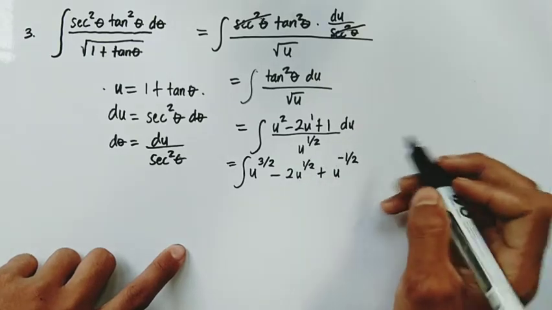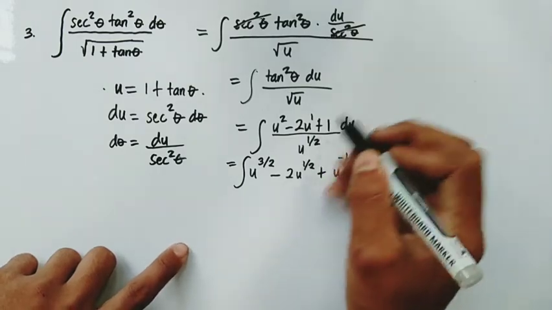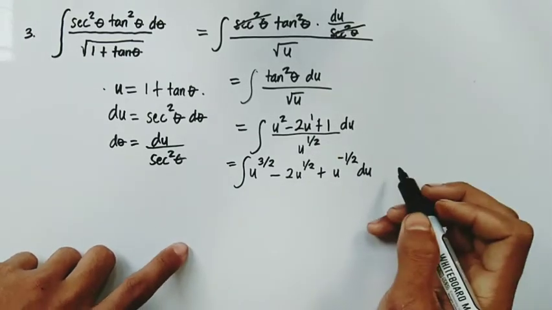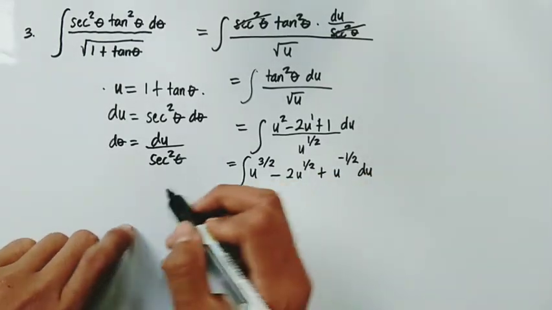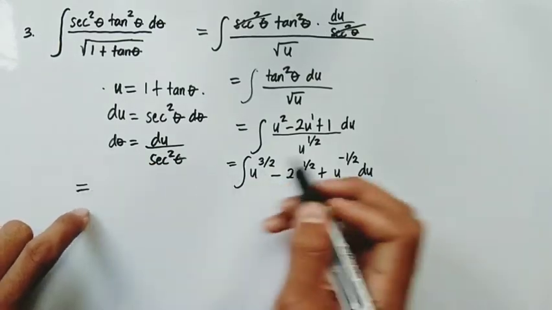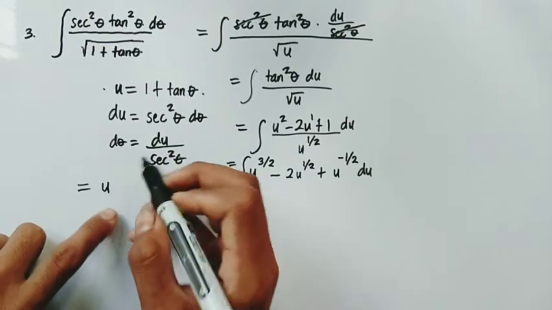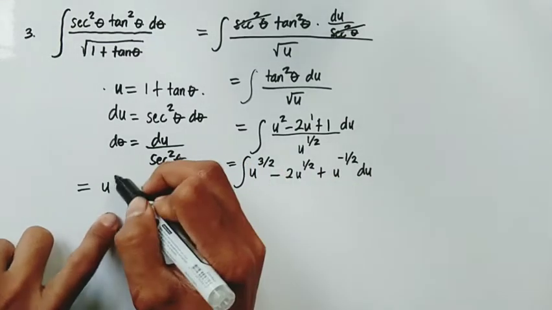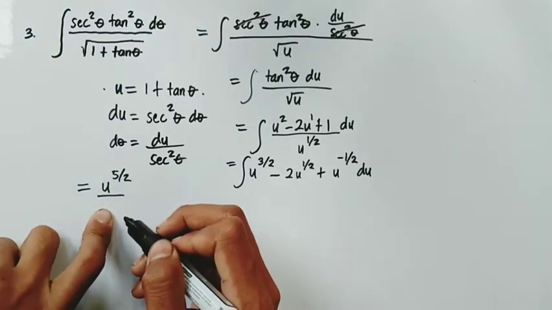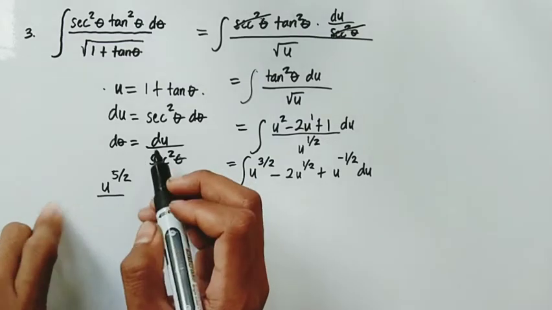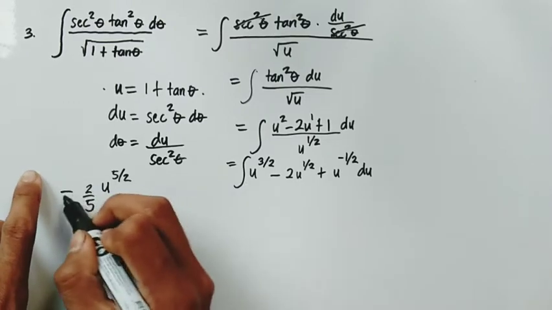Di na natin ma-divide. Ang gawin natin, iakyat natin yung denominator sa numerator. And don't forget the du. And now, meron na tayong variable raised to constant, variable constant, variable constant. So, gamitin natin yung power rule. Sa power rule, mag-plus lang tayo ng 1, tapos divided by the result. Magiging u raised to 3 half plus 1, that is 5 half. Tapos divide natin by 5 half, or kapag sinimplify natin 1 over 5 half, that is equal to 2 over 5. Ganun yung pagsisimplify niya.